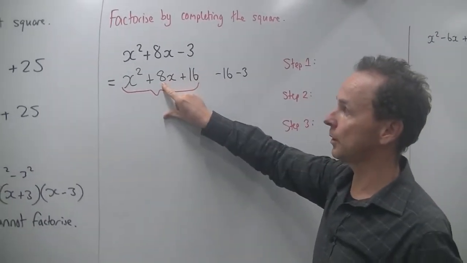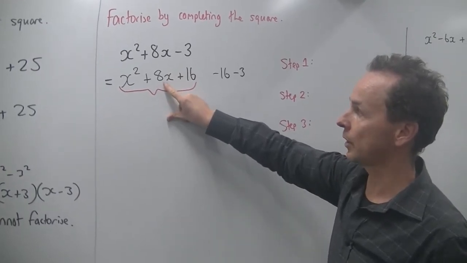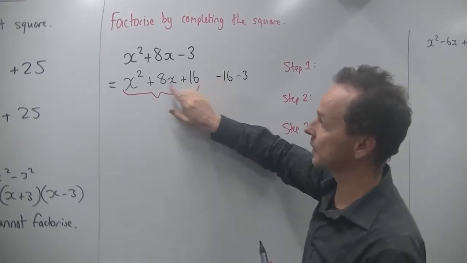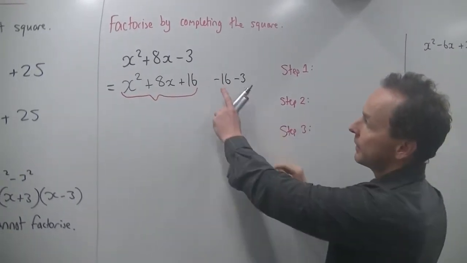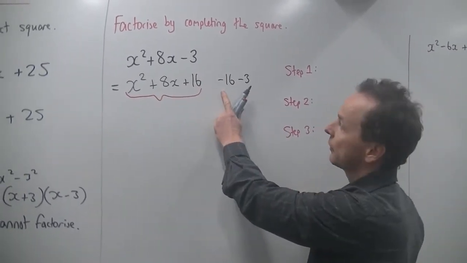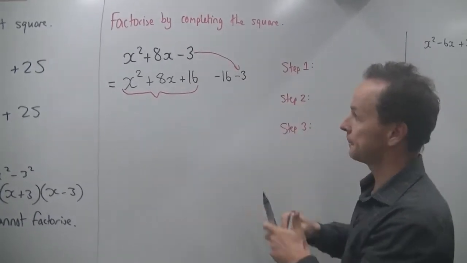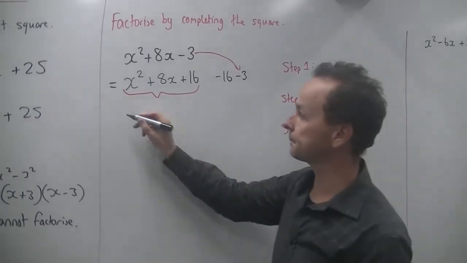You look at the middle term, halve it and square it. So half of 8 is 4, 4 squared is 16. So we've got plus 16. That's our perfect square. And then you minus 16 as well, because you can't just add it for no reason. And we've got the minus 3. So that minus 3 comes down here. Good job, that's our first step.